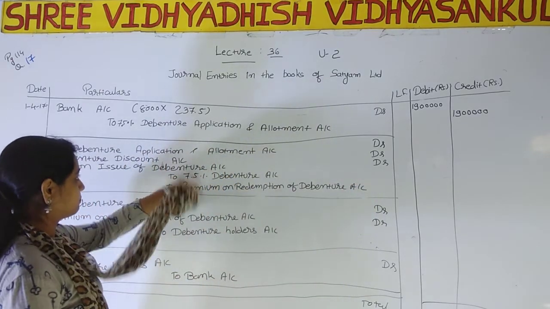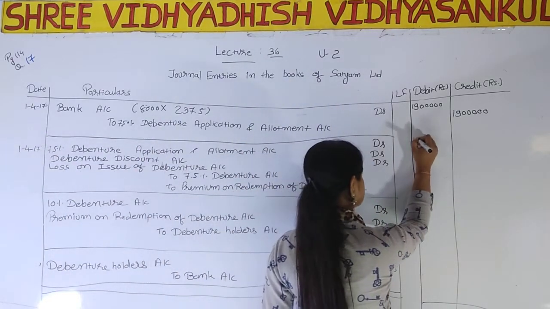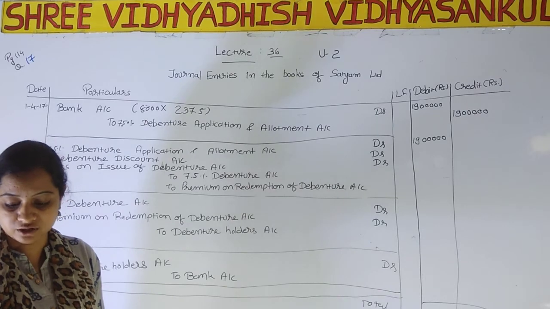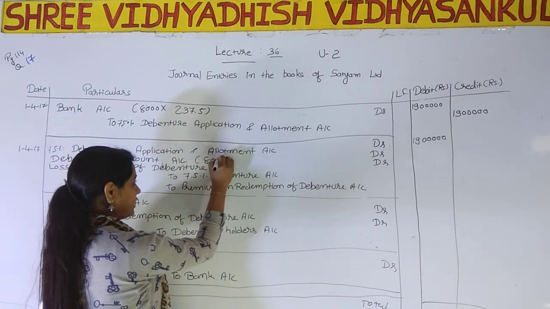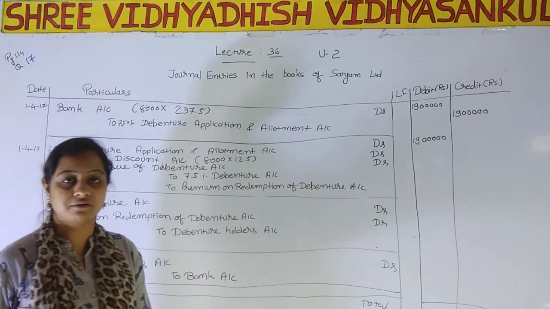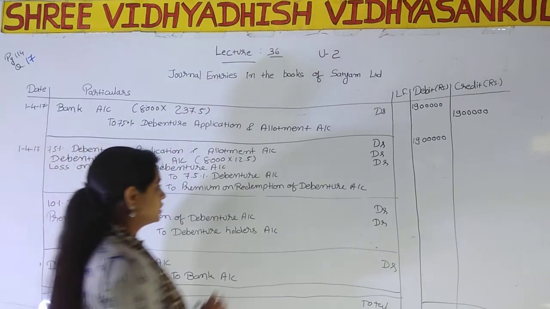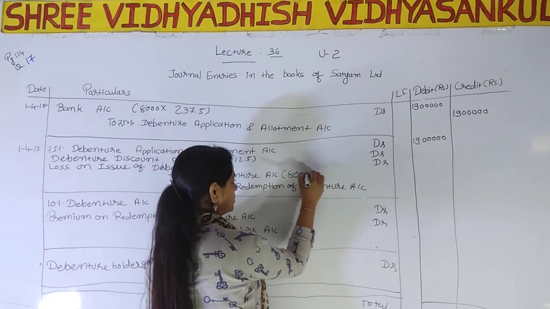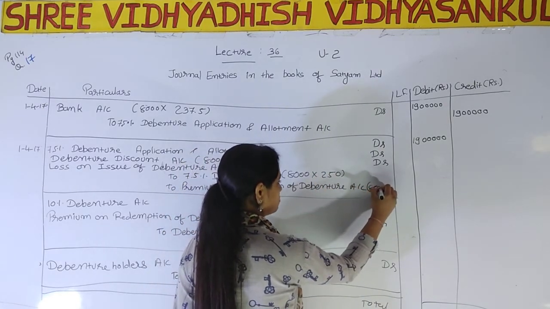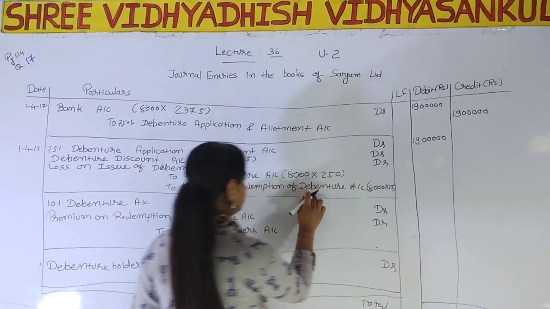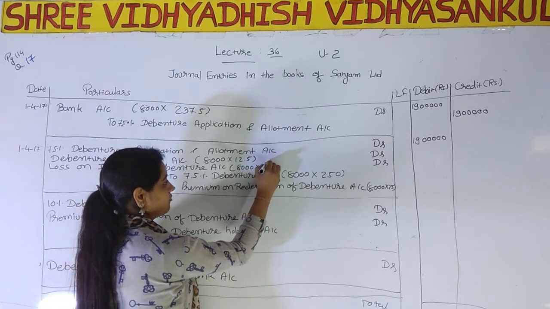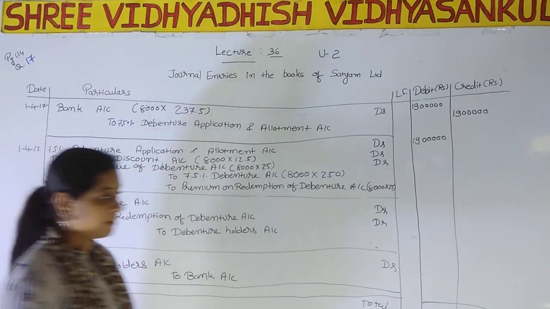Right? Now see. Application and allotment amount is 19 lakh. Then we have given discount of 12.5 rupees. So here we have to write 8,000 into 12.5. The face value of debenture will come in 7.5% debenture account, and that is 8,000 into 250. And we have to give the premium, 8,000 into 25. So premium on redemption of debenture amount will come in loss. So 8,000 into 25. Right?